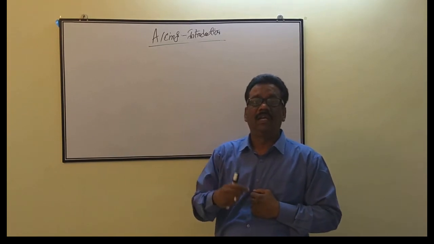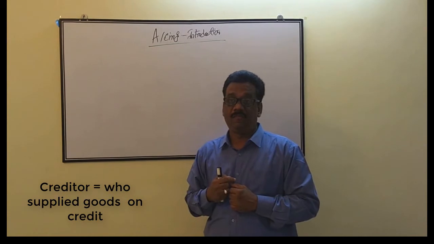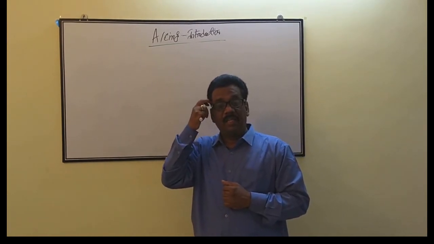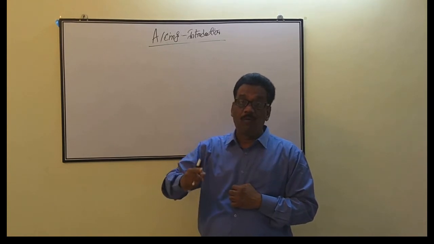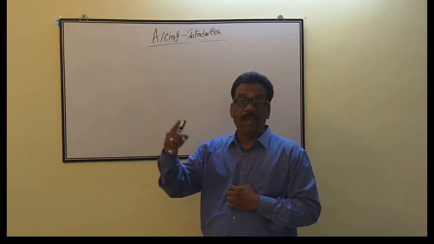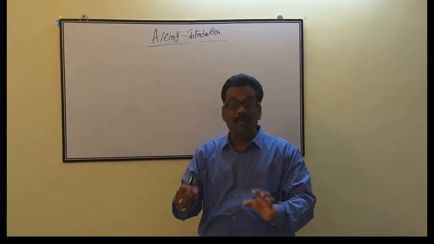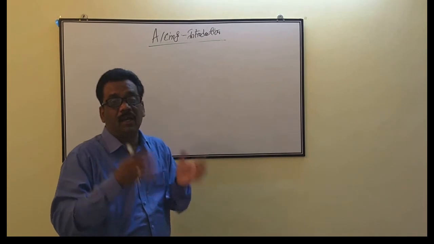The next one is the creditor. One who supplied goods to the business is a creditor. Another term is the credit supplier. It indicates the amount owed to that person. It is the amount payable to someone. It is a liability.